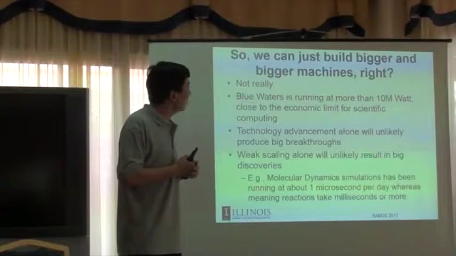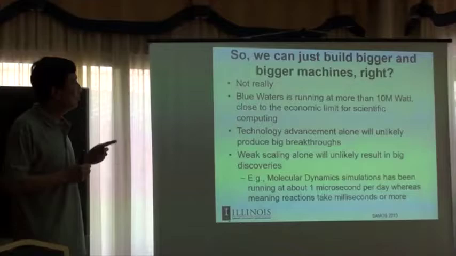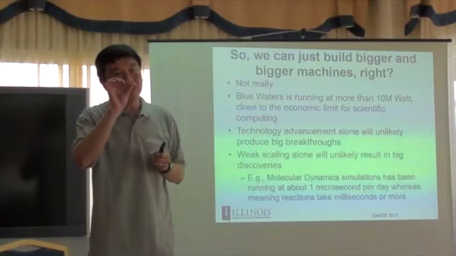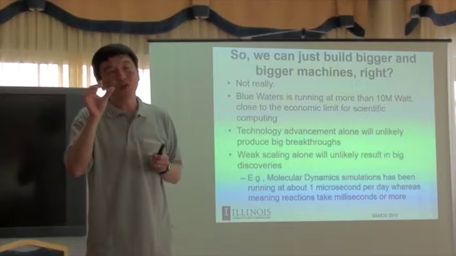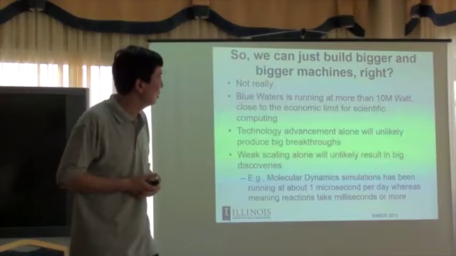Blue Waters is running at about 10 megawatts. In fact, it's running nominally at almost 13 megawatts at this point, close to the economic limit for scientific computing. It's really almost at the edge of what the US is willing to pay for scientific computing in this kind of machine. So the next machine really cannot have more than double this power. We're really already pushing the envelope. And technology advancement alone is unlikely to produce big breakthroughs.